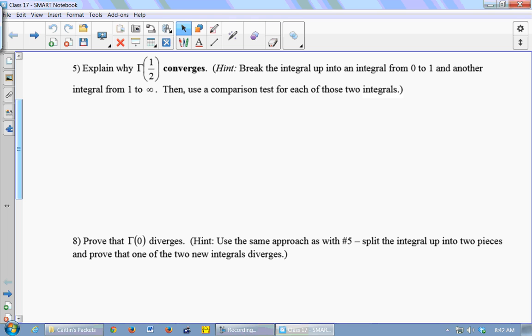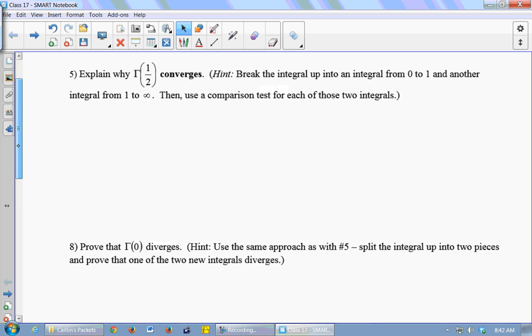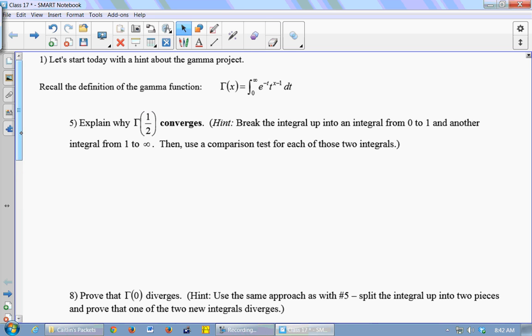Okay, I want to explain why gamma of 1/2 converges. So the gamma function, if you haven't started looking at this project yet, is defined by this, right? So gamma of x is equal to this beast of an integral. And x is just a number, right? X is the input, so you plug in some number, and that means everywhere you see an x in the formula, replace it with that number. So it works just like normal functions do, even though there's an integral there. So gamma of 1/2 means replace the x in that formula with a 1/2.